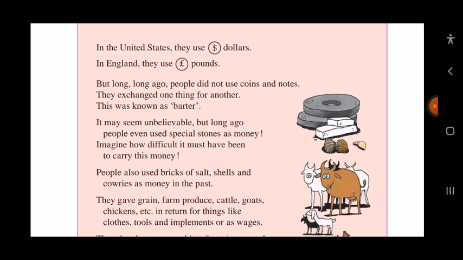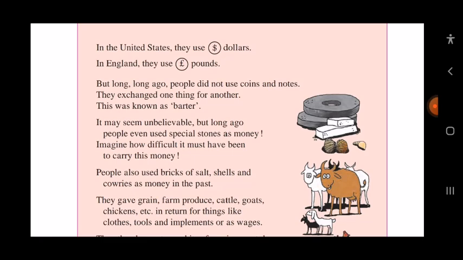But long ago, people did not use coins and notes. They exchanged one thing for another. This was known as barter. So previously, in ancient times, people did not use the coins and notes which we use now. They exchanged one thing for another. If they wanted something, they used to exchange for it. So that system was called the barter system.